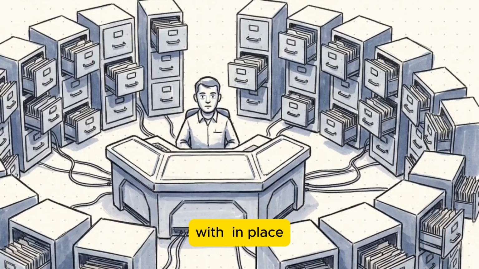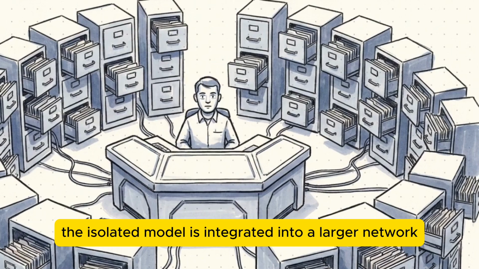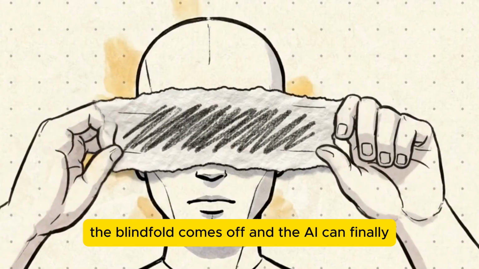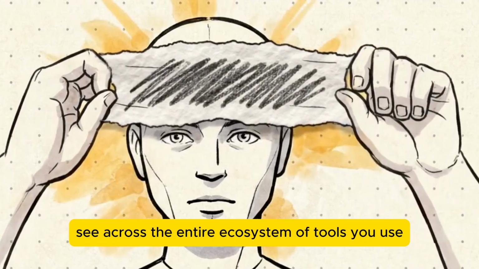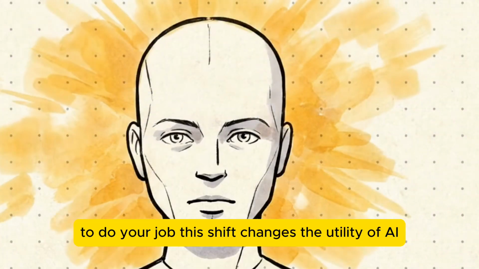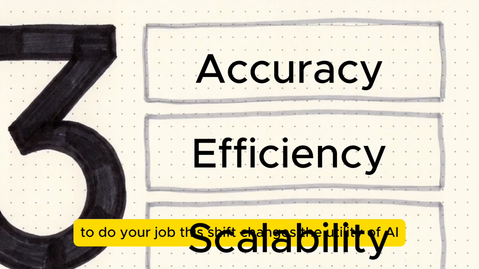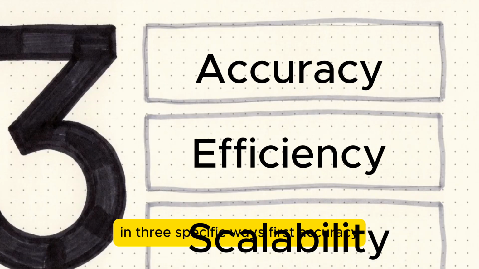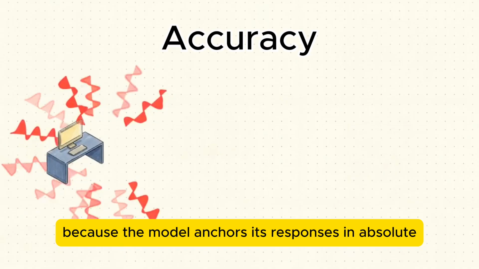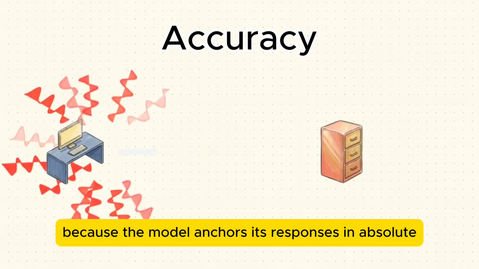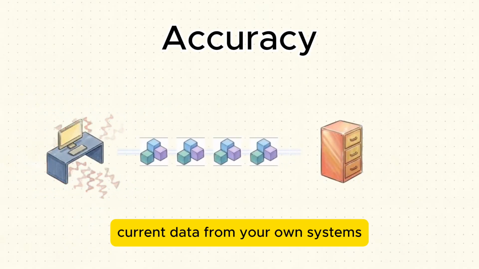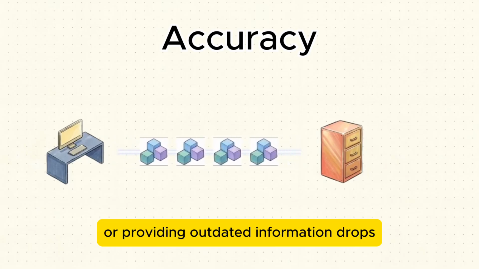With MCP in place, the isolated model is integrated into a larger network. The blindfold comes off, and the AI can finally see across the entire ecosystem of tools you use to do your job. This shift changes the utility of AI in three specific ways. First, accuracy. Because the model anchors its responses in absolute, current data from your own systems, the risk of it hallucinating or providing outdated information drops.